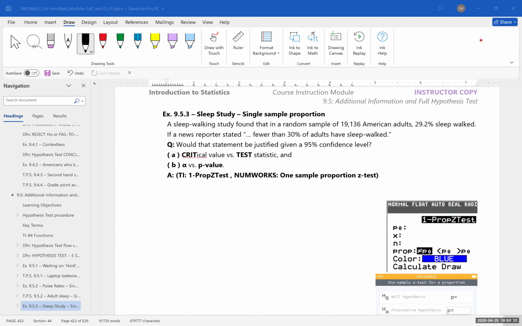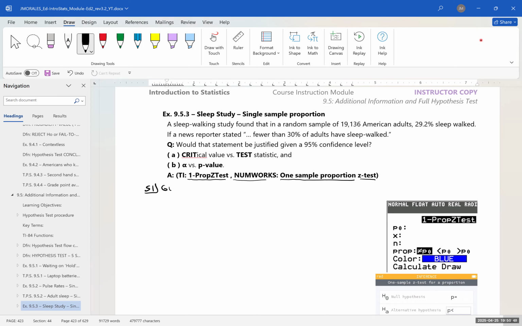So again, answer this question by comparing critical value to test statistic and significance level versus p-value. So now in our answer, we're going to be using different functions. On the Texas Instruments, we're going to be using the one proportion z-test. And on the NumWorks calculator, we're going to do a one sample proportion z-test. All right, so we'll just go through our 5 steps.